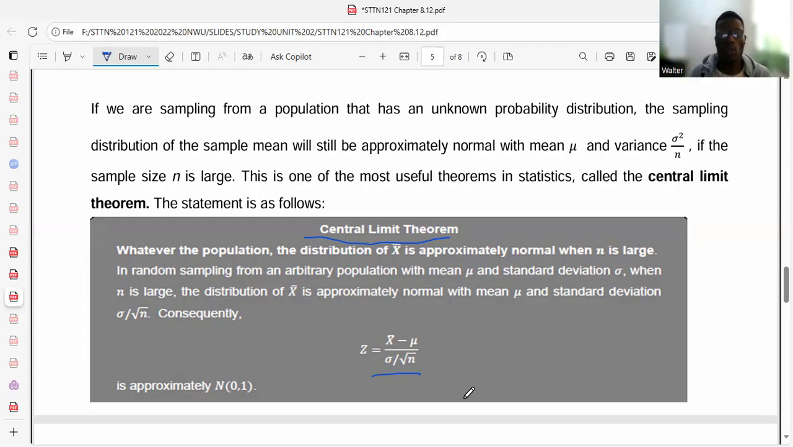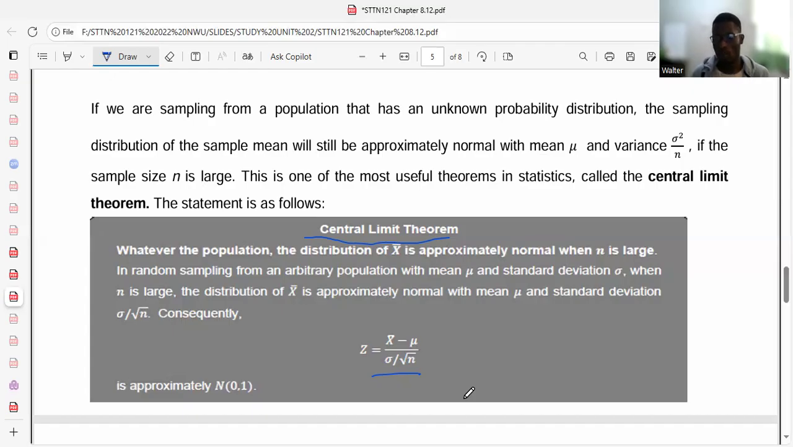So here in this case, they say that whatever the population or the distribution of X bar, which is the sample mean, is approximately normal when N is large in a random sampling from the population with the mean and also a standard deviation. Now they attempt to tell you that when N is large, the distribution of X bar is approximately normal with a mean and also a standard deviation, which is the one for the standard error of the mean. And the standardized version is approximately normal with the mean of 0 and also the standard deviation of 1.